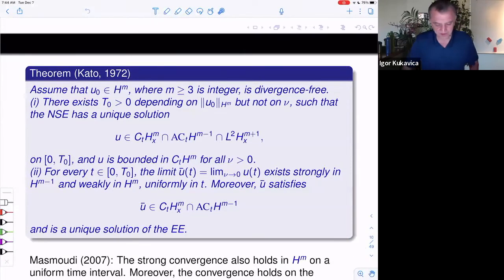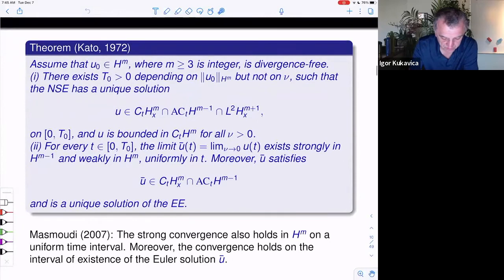But so in 1972, Kato proved that if u_0 is in H^m, m greater or equal than 3 integer, and is divergence free, there exists a time depending on the size of the initial data, but not on the viscosity, such that u solves the equation and belongs to the space. So it's continuous in time with values in H^m, and more regular in time as the regularity of the spatial variable decreases.